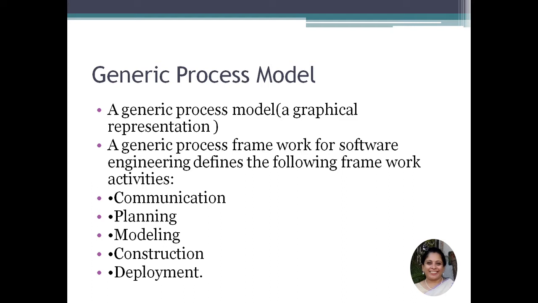The generic process framework for software engineering defines the following framework activities. We have seen the umbrella activities in the last lectures. In a similar way, you have some framework activities here with which you are going to represent it graphically by the generic process model. So what are the activities? They are communication: how is the communication going to be between the user interface, the front end and the back end? How is the planning going to be? What are the modeling techniques which I am going to use? Then we see the construction, or how do I construct the model. Lastly, we see the deployment of the model.